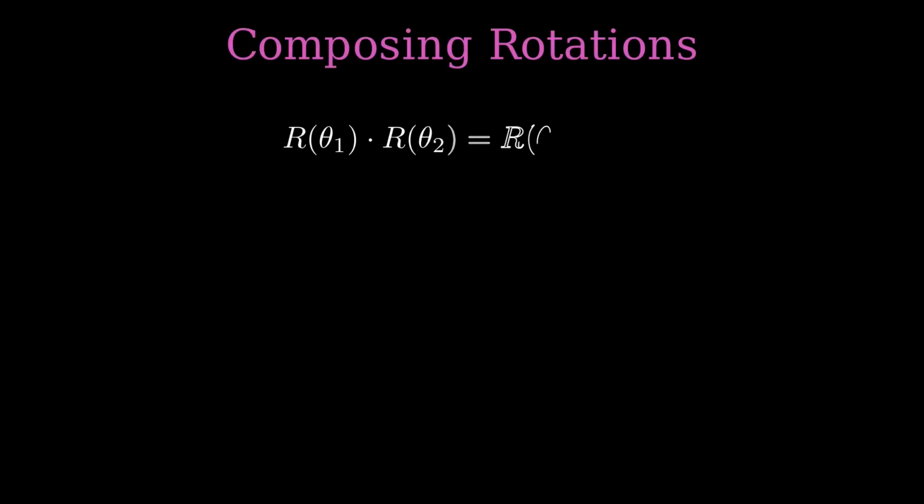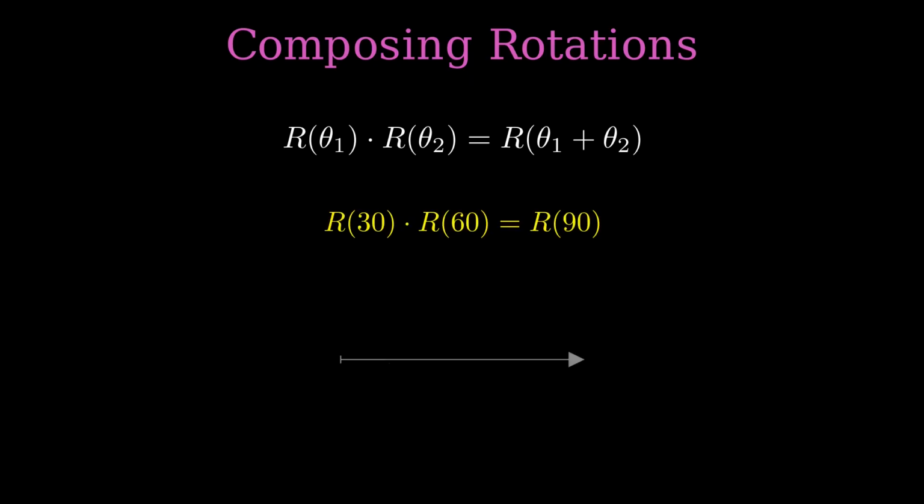What happens when we rotate twice? We can compose rotations by multiplying matrices. Example: rotate 30 degrees, then rotate another 60 degrees. The result is a single 90-degree rotation.